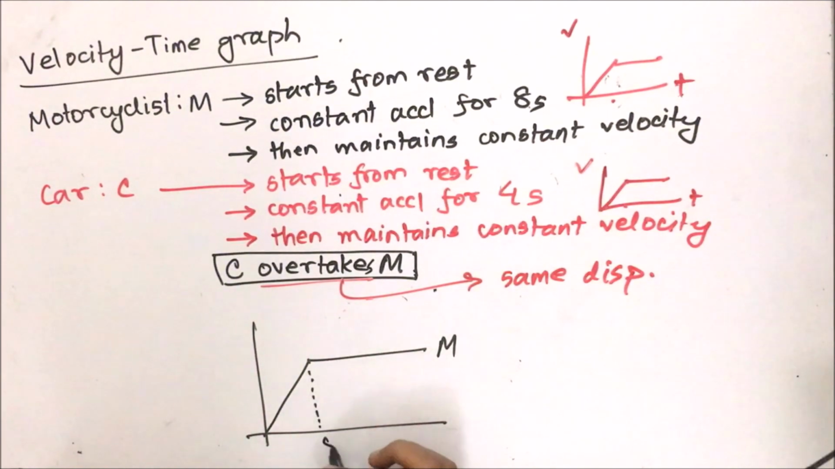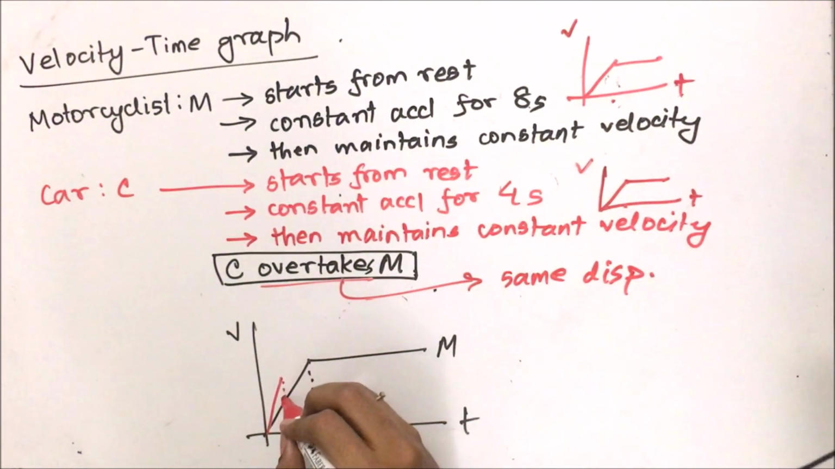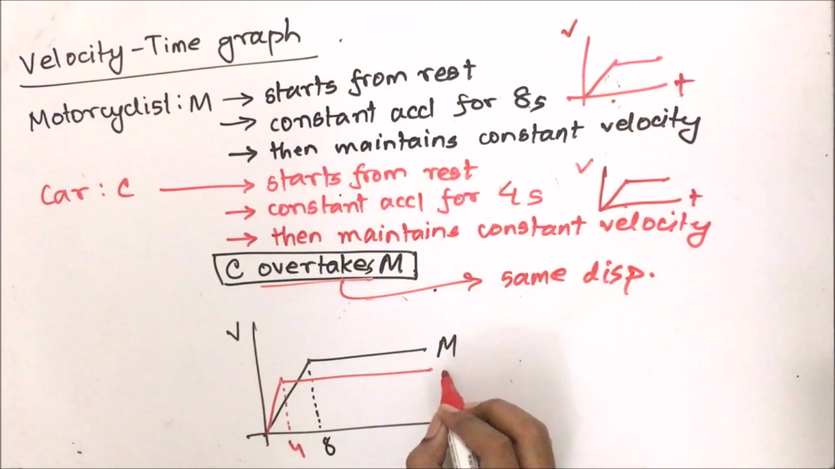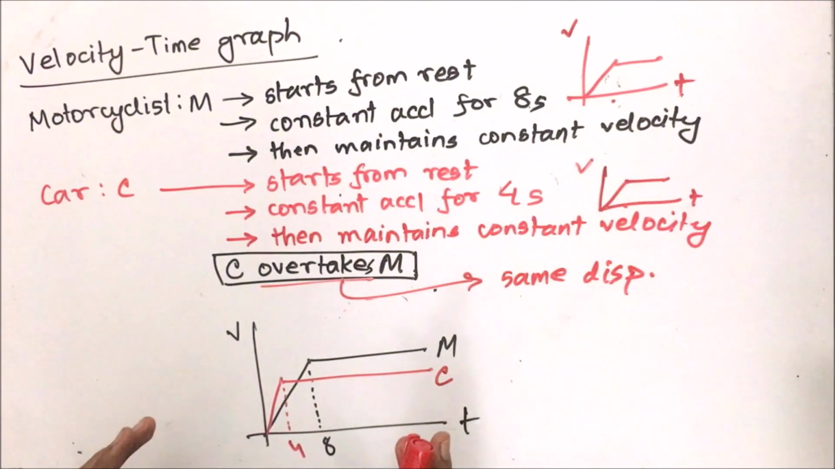M accelerates for 8 seconds. Now, C accelerates for 4 seconds, then maintains a constant velocity. Now there is a chance for the graph of C to have the same area as the graph of M. Okay? So this is the correct velocity time graph of both these bodies combined. Take a moment to understand this part intuitively. This may seem a bit difficult at first.